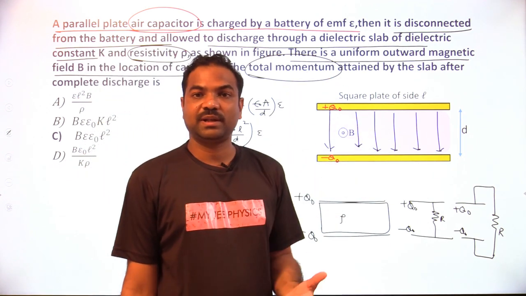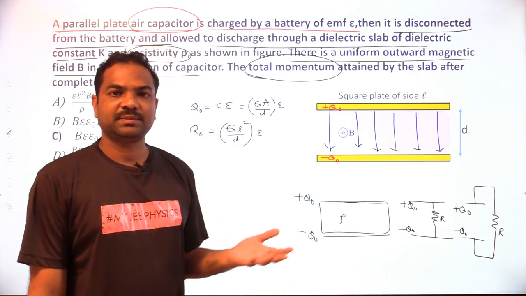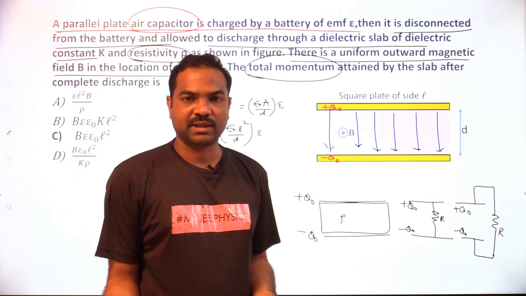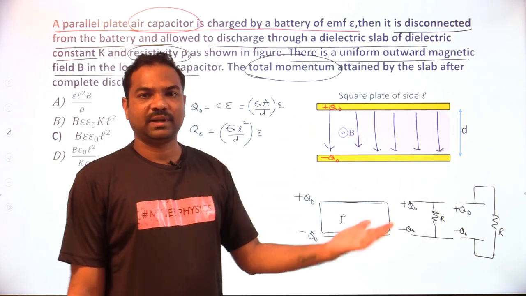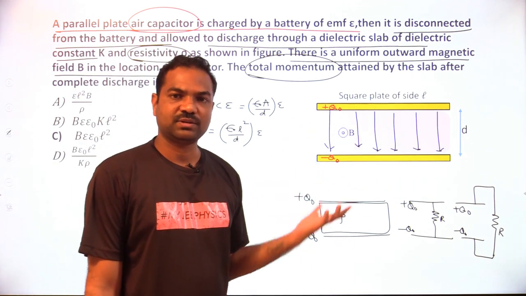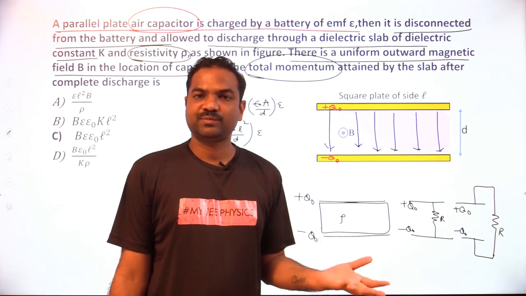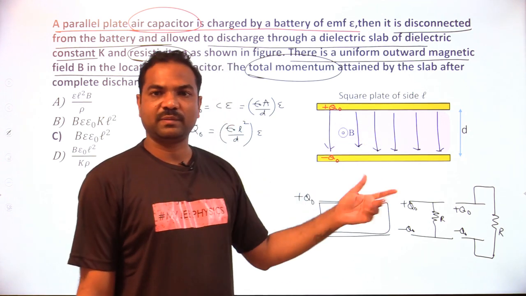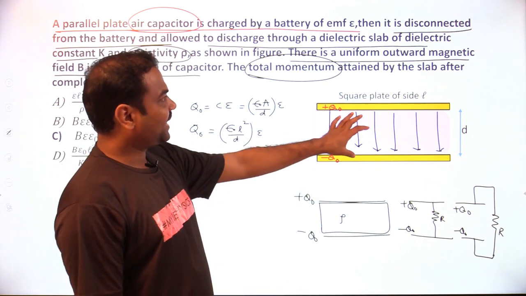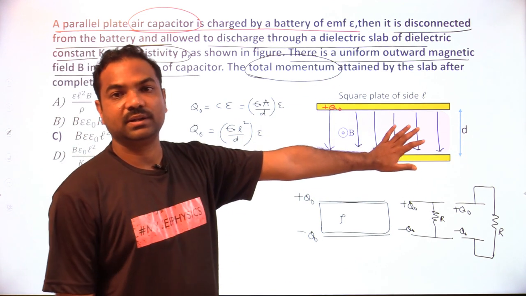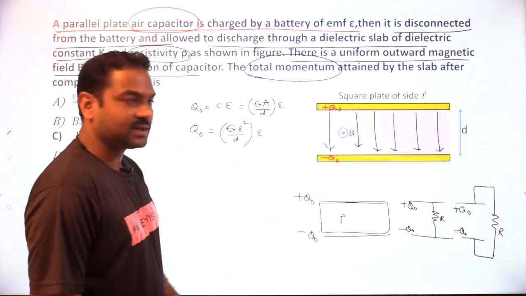In this question we have to take one assumption: the discharging of the charge on the capacitor takes place in a very small interval of time, something like microseconds or milliseconds, because the capacitance is a very small value, maybe some microfarads. So I am taking the time as very small, maybe in milliseconds. The total charge will get nullified. In that time, what is the momentum achieved by the dielectric? That is the question.